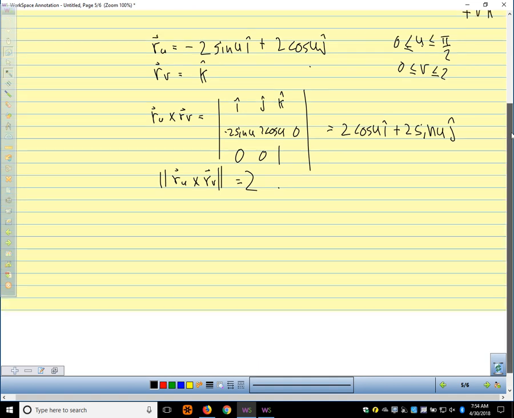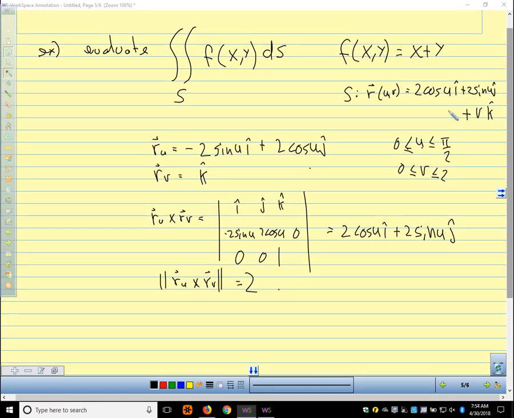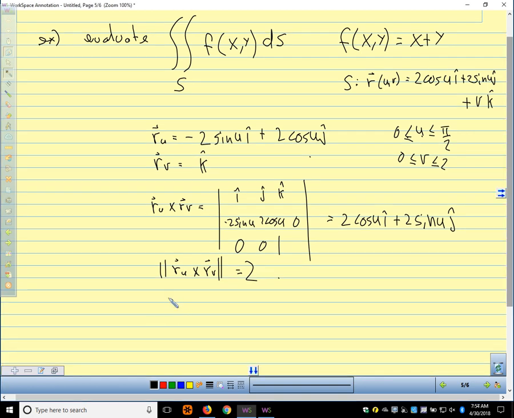And then we need to express f in terms of our parameterized surface. We want to know what f equals on the surface. So f of r of u and v, well, x is 2 cosine u, and y is 2 sine u. So on the surface, x plus y equals 2 cosine u plus 2 sine u, on that quarter cylinder.